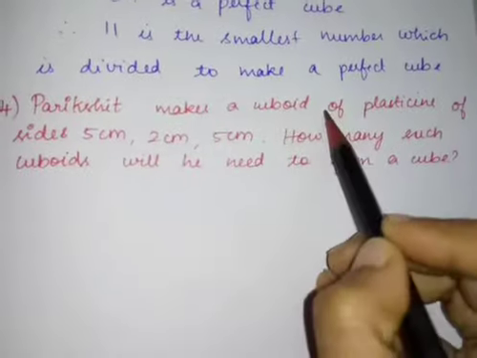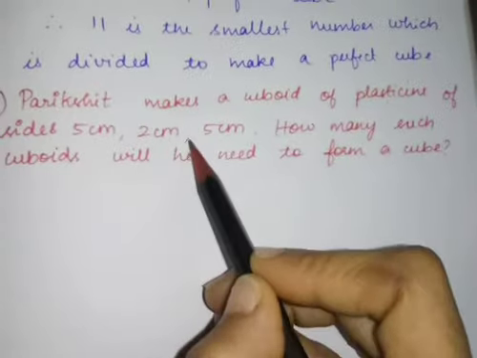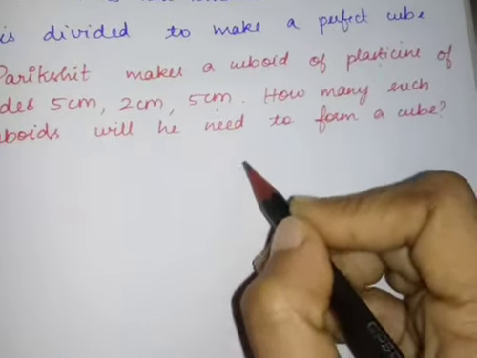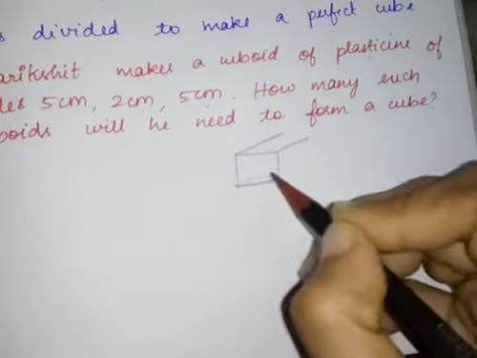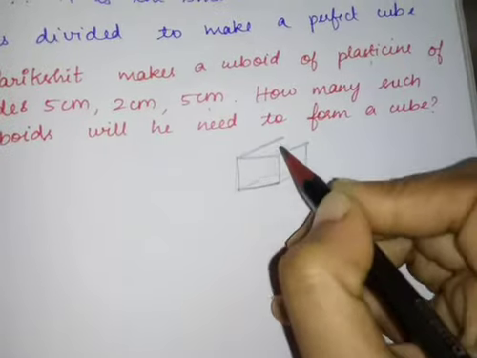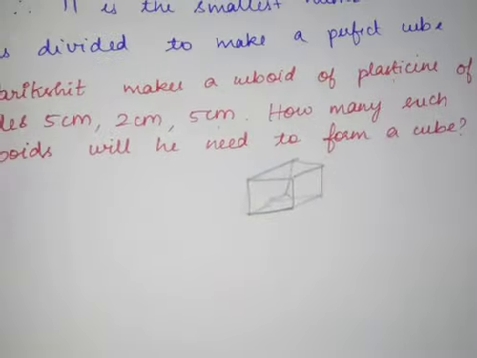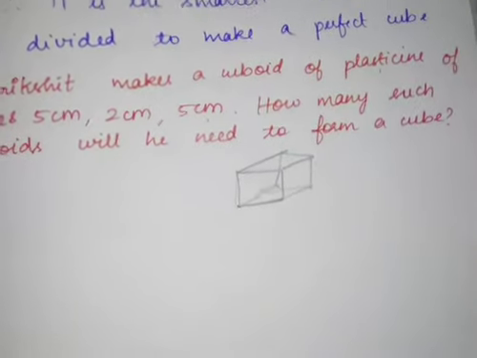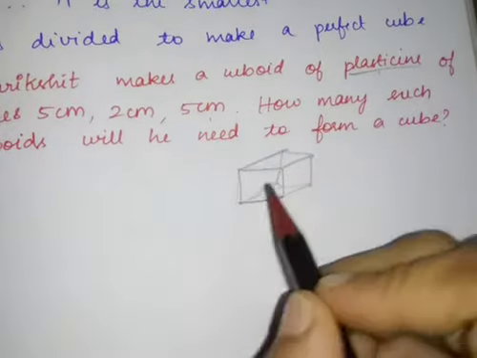Next is your fourth problem. Parikshit makes a cuboid of plasticine of sides 5 cm, 2 cm and 5 cm. So actually he is making one cuboid. Okay, you know cuboid, right? This is your cuboid. It is a 3-dimensional shape of a rectangle, right? He makes a cuboid of plasticine. Plasticine is like a clay, some material like a clay where you can make a cuboid.